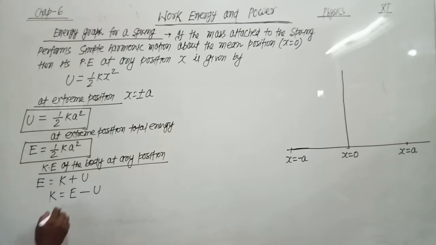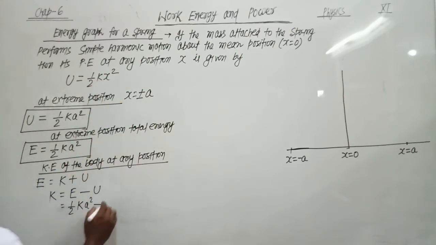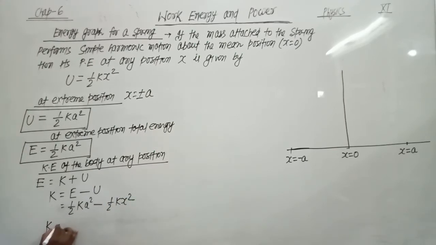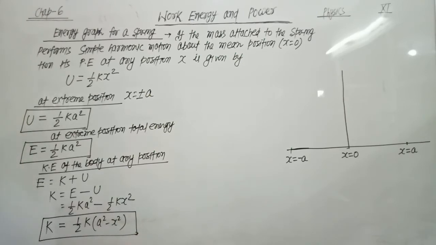The total energy we have seen is 1/2 kA², and the potential energy at any position is 1/2 kx². So kinetic energy at any position is 1/2 k, which is common, times (A² minus x²). This is the expression for kinetic energy at any position: 1/2 k (A² − x²).